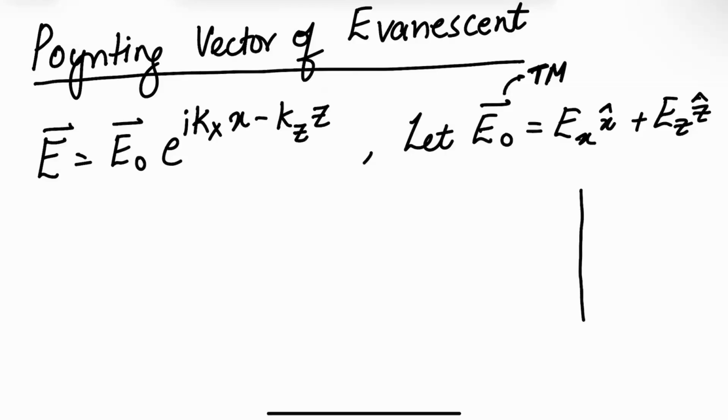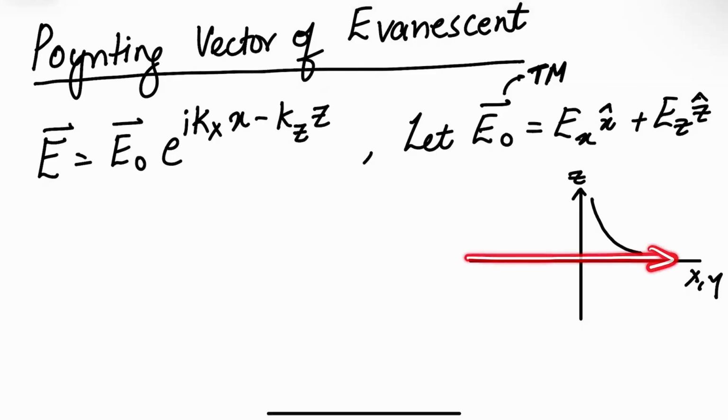So I have an interface, the XY plane, and then I have this exponential decay along Z, and this surface wave is propagating like that. It's just X, let's say, no Y.